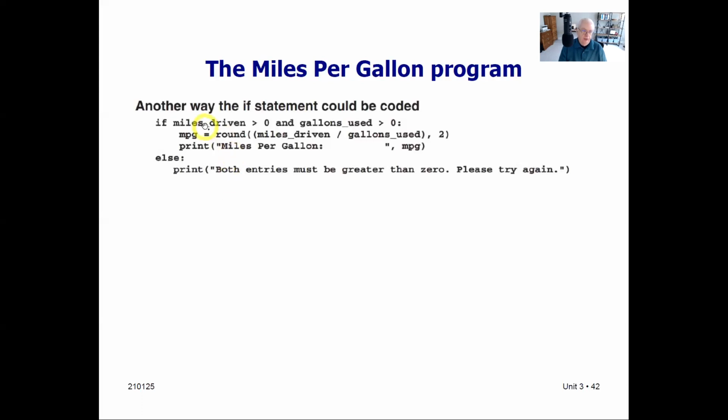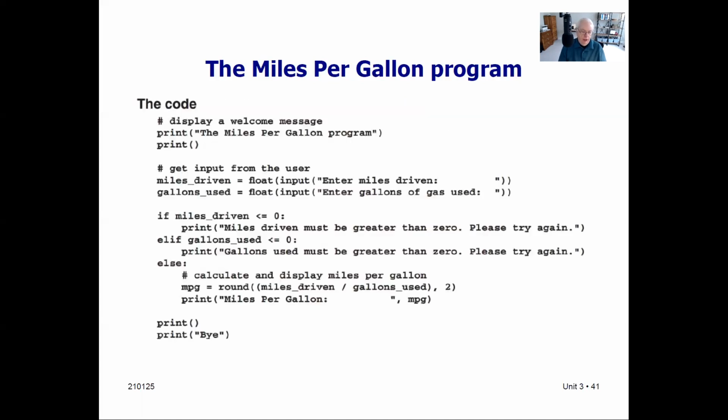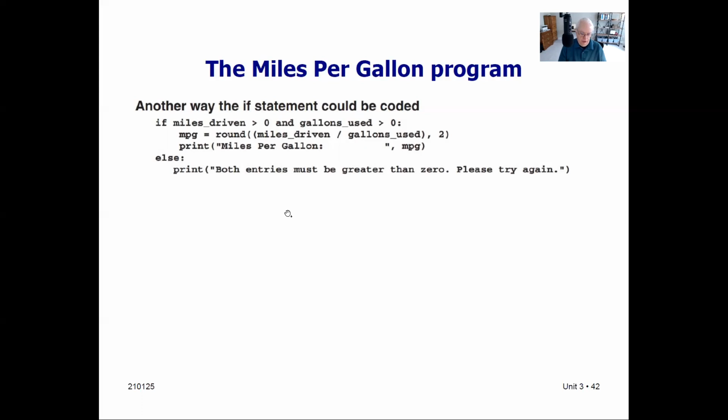And so our if has 2 checks here. If the miles driven is greater than 0 and the gallons used is greater than 0, then go ahead and do this. Otherwise, print "Both entries must be greater than 0. Please try again." So that's a twofer kind of deal. I'm with the writers. I think you should do one thing at a time, use a nice, well-developed if statement. But this is another way to do the same thing.